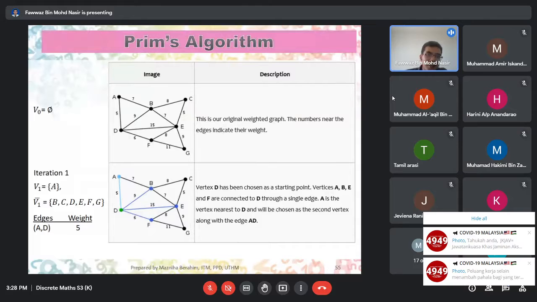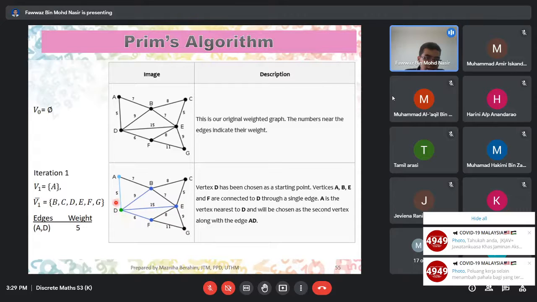Okay, jadi contohnya kita guna contoh graph tadi kan. Okay, this one is our original graph. So from this graph we just pick a random vertex to be our starting vertex. Dalam contoh ni dia pilih D as the starting vertex. Okay, so daripada D ni kita compare.